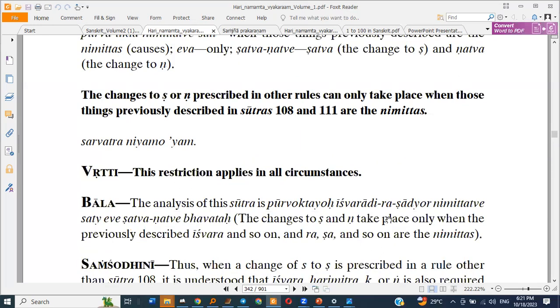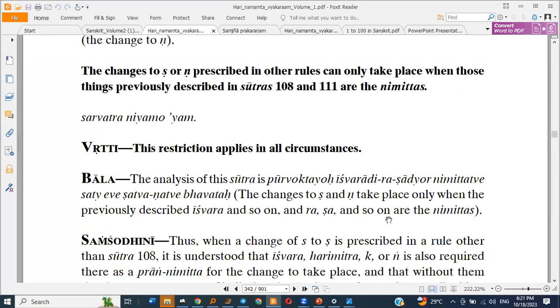So yeah, basically it is saying that the changes to Sha or Na will take place only when the nimittas, the prerequisites, would be fulfilled as per the given sutras 108 and 111, the same sutras which I just quoted for both of them.